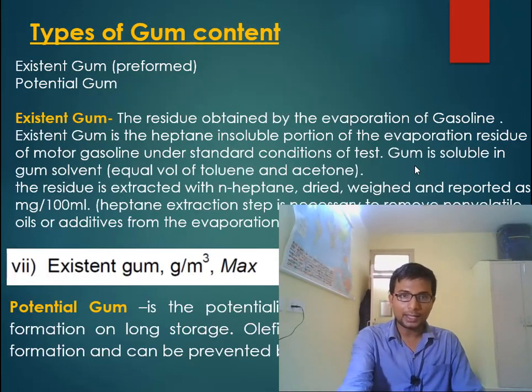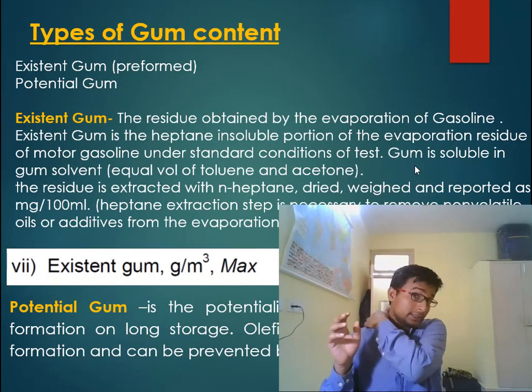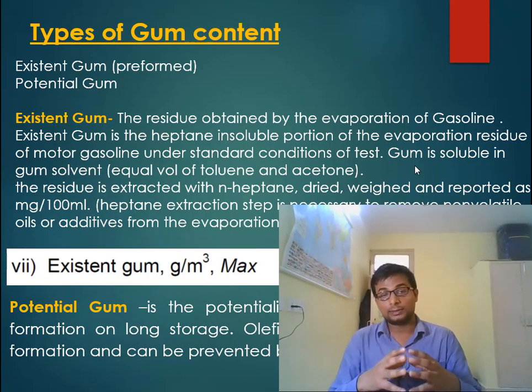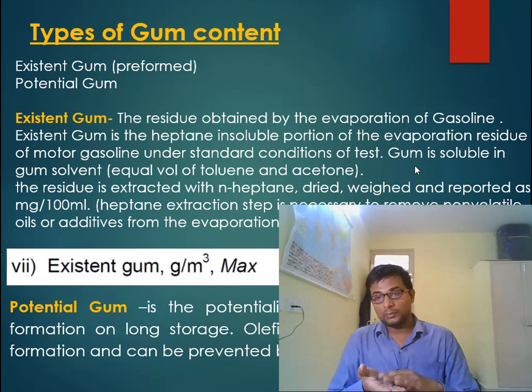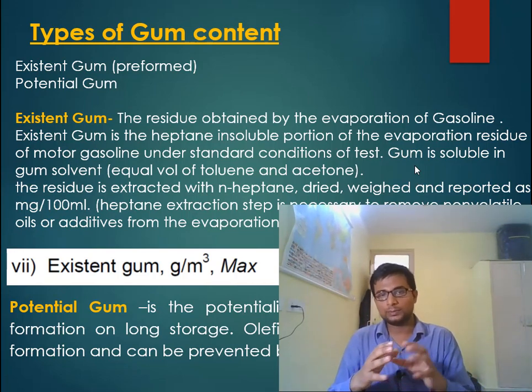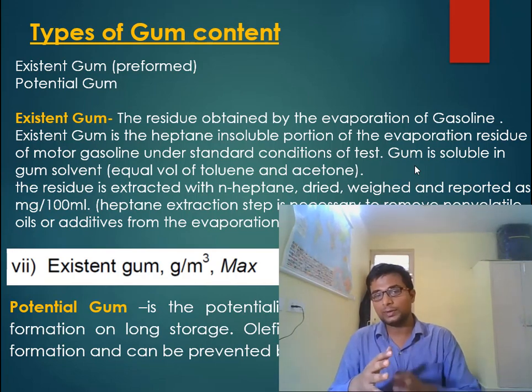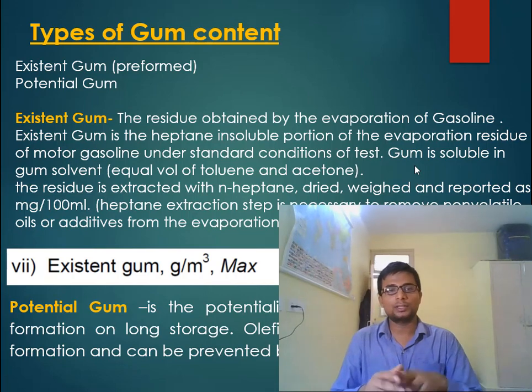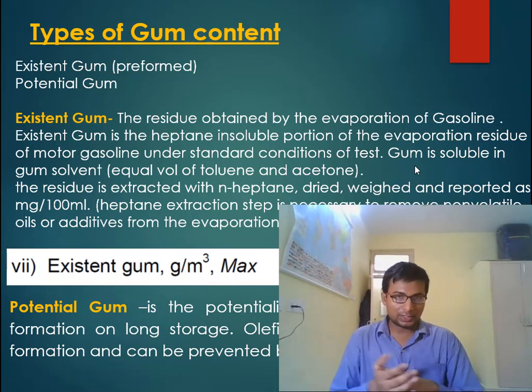Okay, so let us now discuss how we will decide how much gum is available inside the petrol. The purpose of this discussion is to quantify the gum. Okay, now there are two different types of gum content. One is called existent gum and the other is called potential gum.